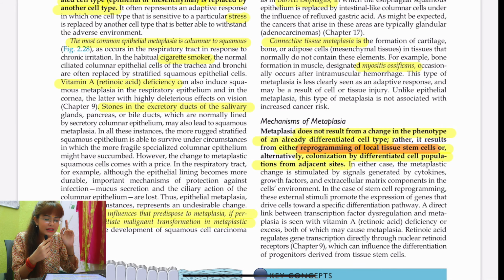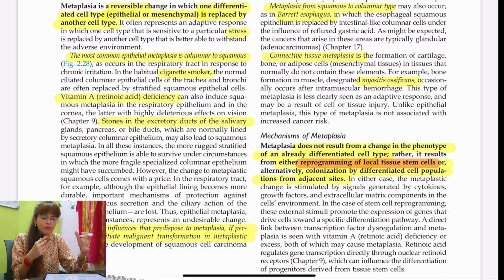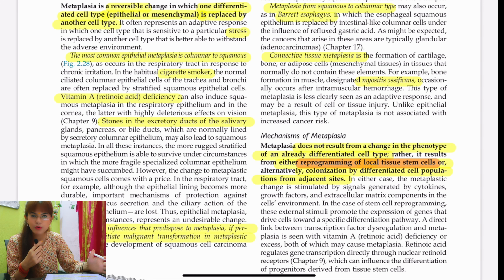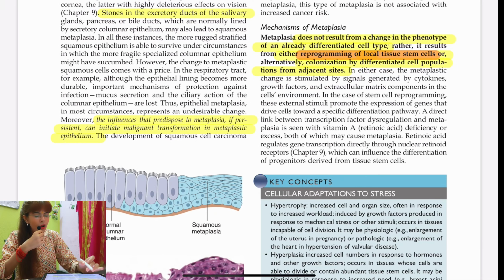What happens is the stem cell itself gets reprogrammed. So whatever new cells are being generated, they are generated of a new differentiated cell type. Because metaplasia means from one cell type to another, when these stem cells are reprogrammed, they produce a new kind of cell, or sometimes by colonization of differentiated cells from the adjacent areas. This is the mechanism of metaplasia.